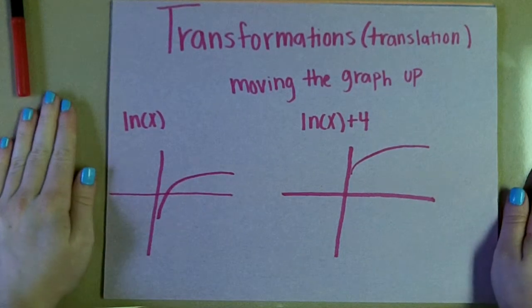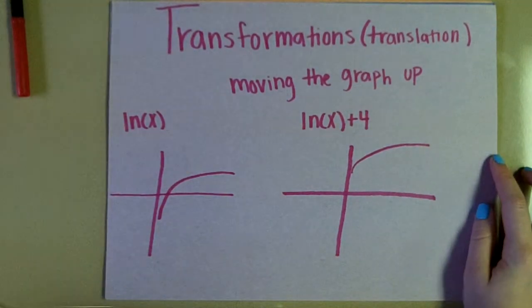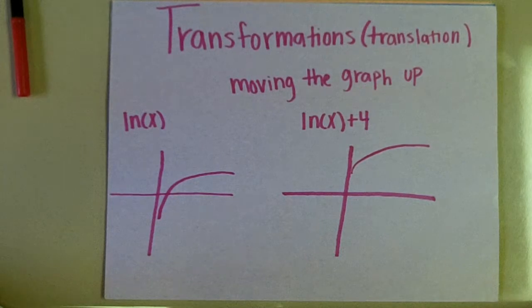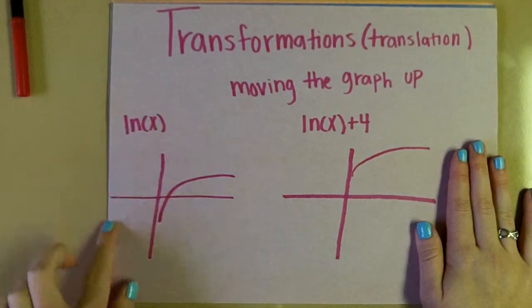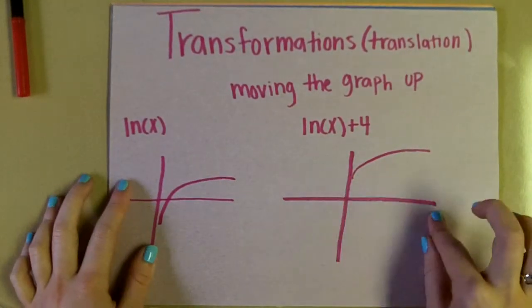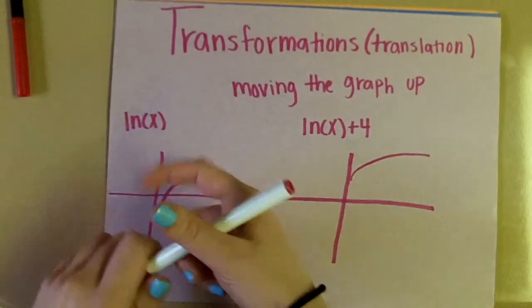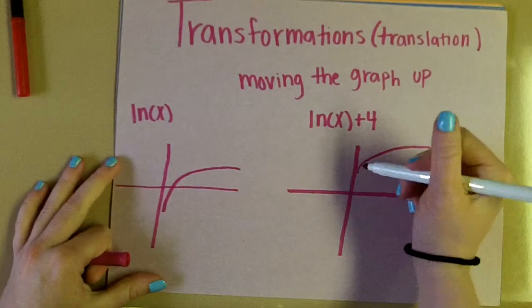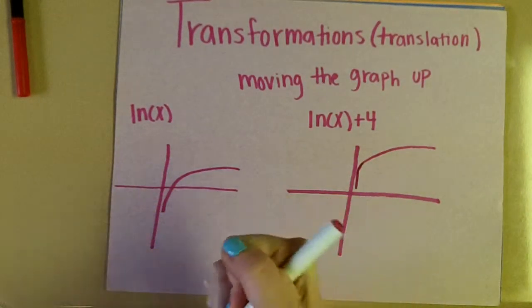Transformations. The first ones I'm doing are translations, and we'll be moving the graph up first. For translations, the graph can either move up and down and/or right and left depending on what numbers you use and where you place them. This is the first example. Here's the regular graph of ln of x, and then this is ln of x moving up 4. So as you can see, here it is regularly, and then it's moved up, and it never touches the axis even as much as it looks like it might.